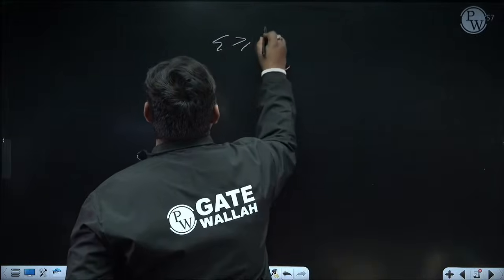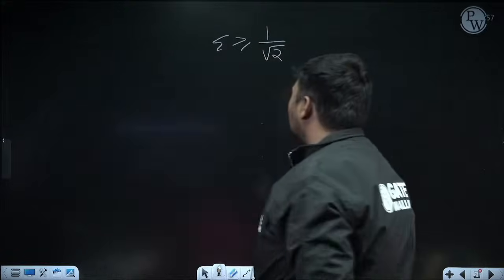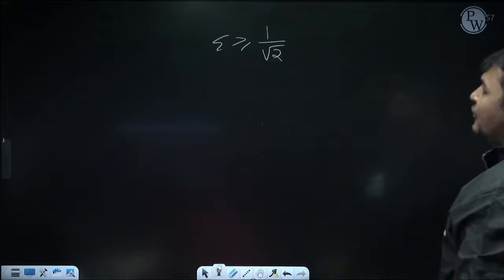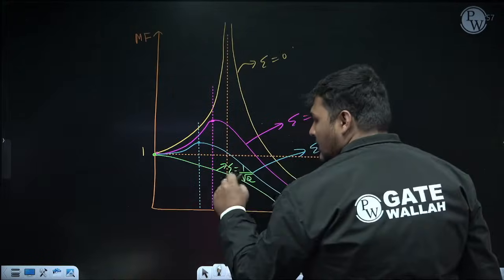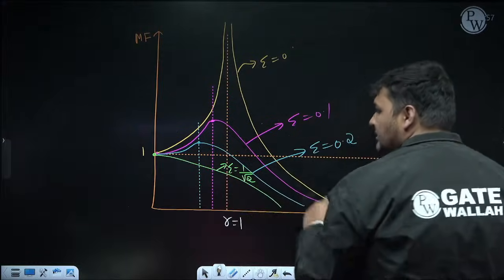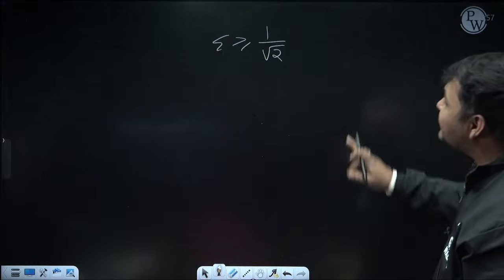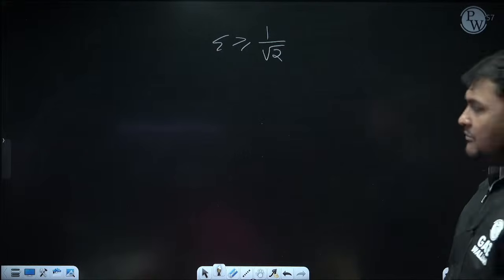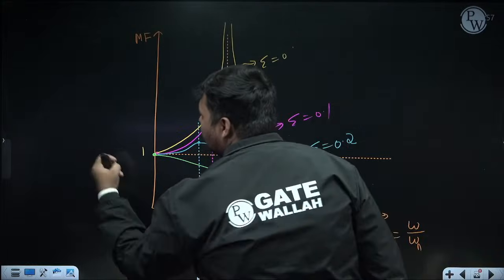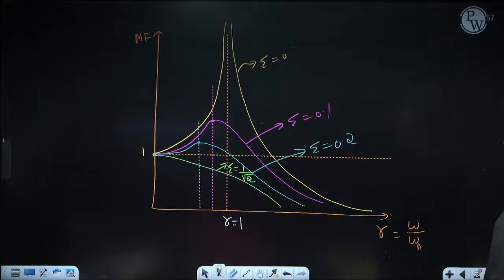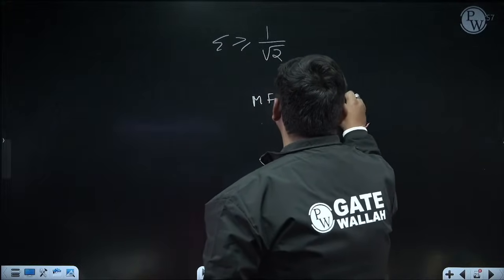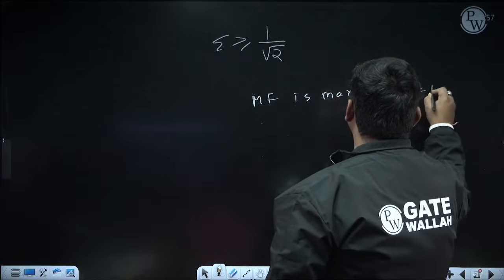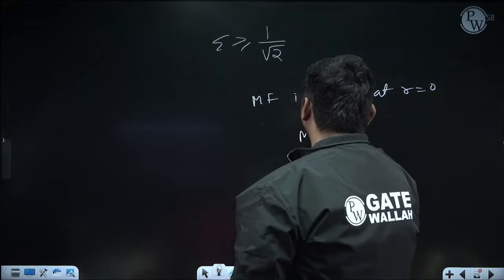Now what about zeta greater than 1 by root 2? Here you can include equal to 1 by root 2 also. See, what was the pattern for zeta equal to 1 by root 2? MF is maximum at r equal to 0, and after that MF is continuously decreasing. The same will be the pattern for zeta greater than 1 by root 2 also, because we cannot go beyond this side; the frequency ratio will always be positive. So for zeta greater than 1 upon root 2 also, MF will be maximum at r equal to 0.